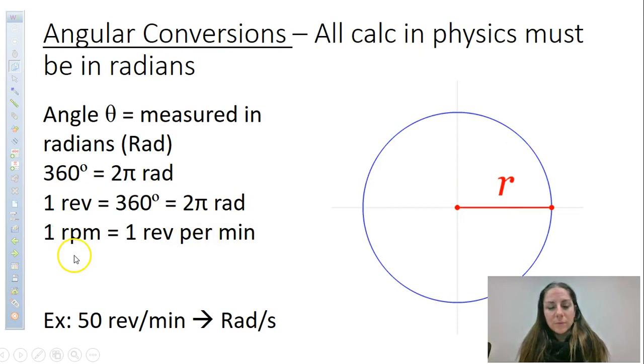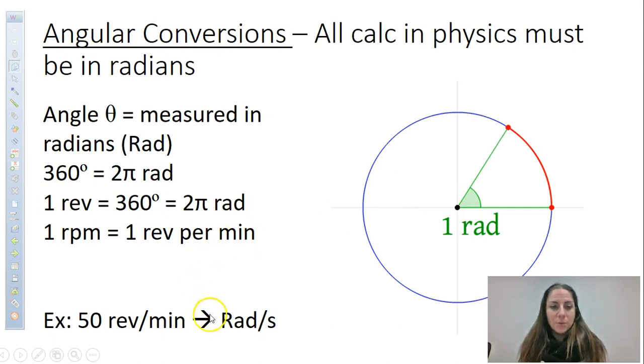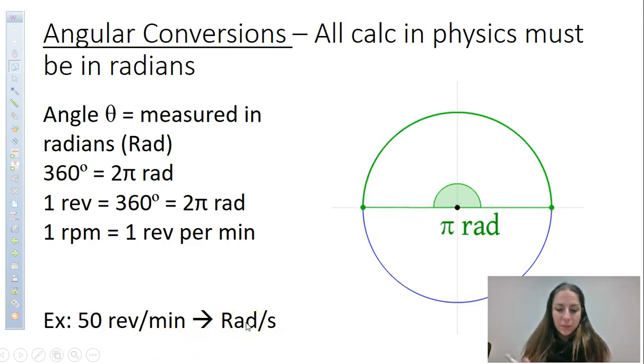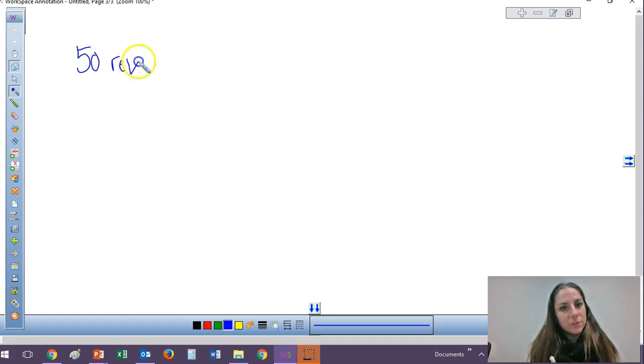Another thing to be aware of in physics problems is they like to write revolutions per minute, so RPMs. So 1 revolution per minute. Just be aware of that. Now, naturally, we want to get out of revolutions and go to radians, and then we want to get out of minutes and go into seconds. So one conversion we'll have to do is going, for example, from 50 revolutions per minute to radians per second, because we always want to be in radians per second. So let me just quickly demonstrate that. So 50 revolutions per minute.